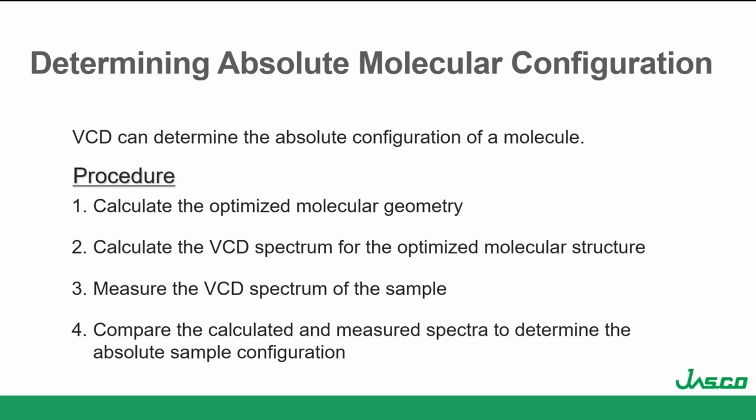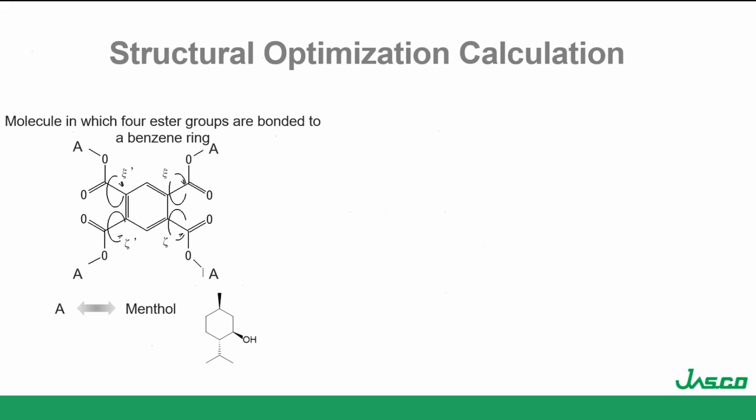So how to determine the absolute molecular configuration? This is a very straightforward and simplified procedure where the optimized molecular geometry, dependent on the sample that you are analyzing, is calculated. The next step would be to measure the BCD spectrum of your sample, and then compare the calculated and the measured spectra to determine the absolute configuration.